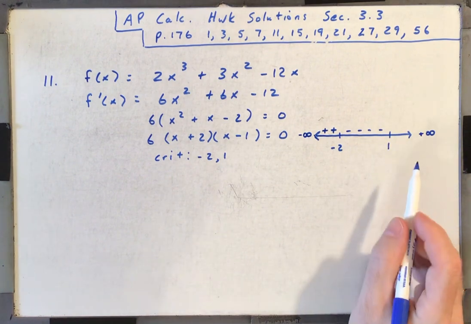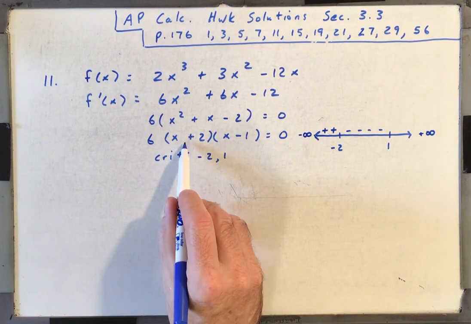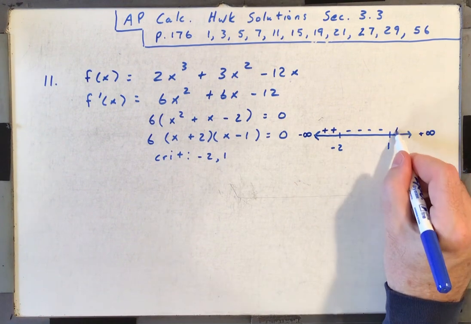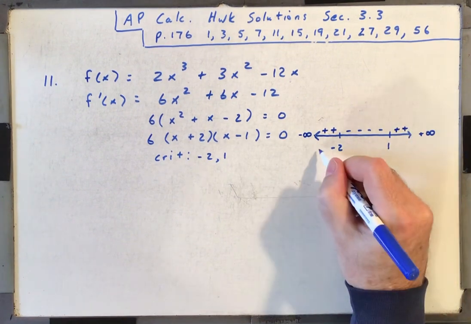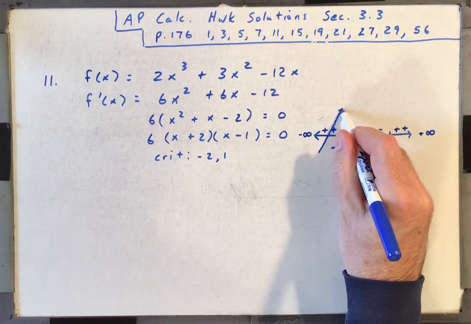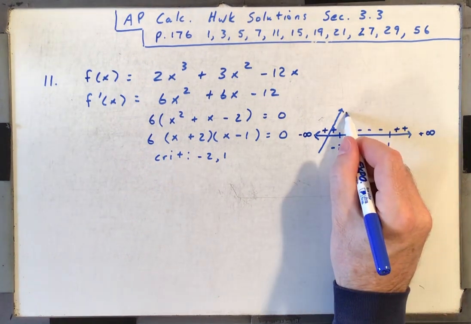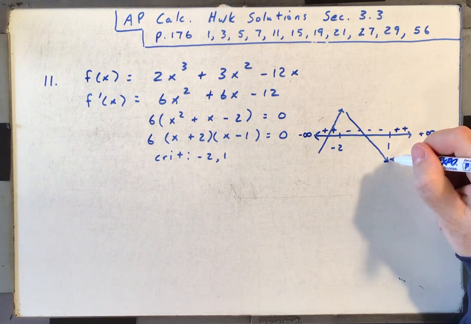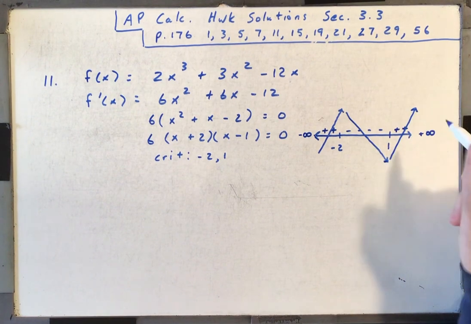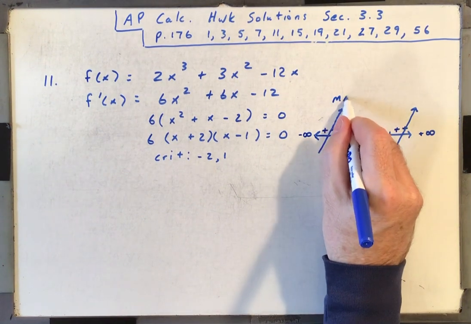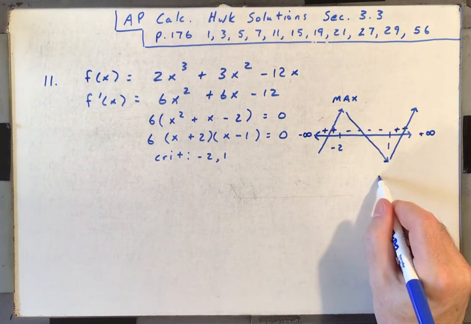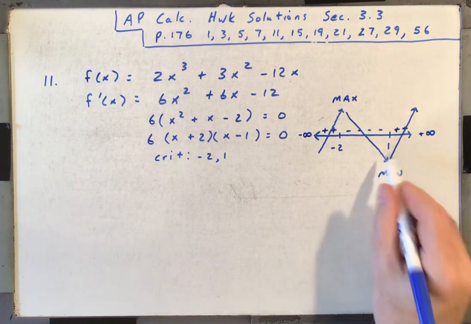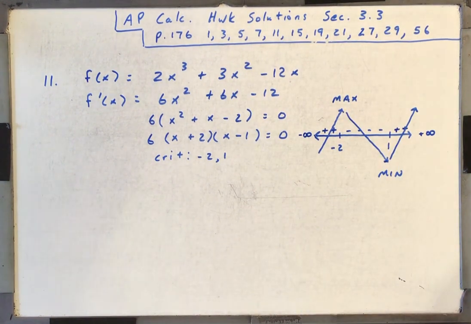And then greater than 1, let's pick 2. That'd be positive, positive, so positive. Let's draw our arrows: increasing to there, decreasing to there, increasing there. So we have a max at negative 2 and a minimum at 1.